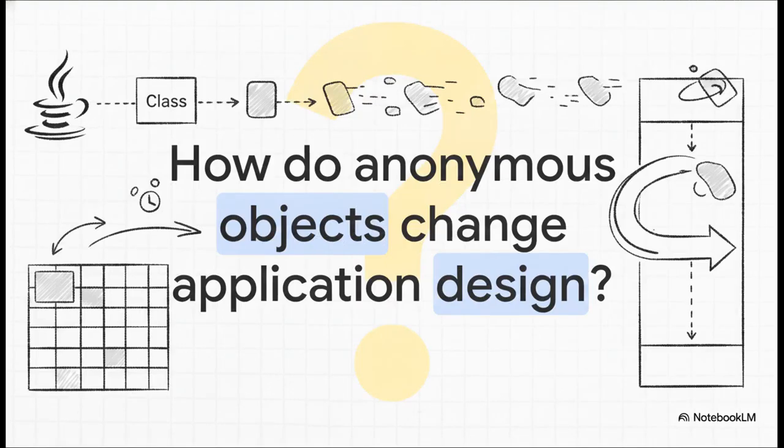Which leaves us with a really fascinating final thought. We started this explainer by saying that classes and objects are meant to meticulously mirror real-world entities. But if we can create these anonymous, fleeting objects that exist for only a fraction of a millisecond, how does that change the way you think about designing your applications and managing your computer's memory? It's a pretty powerful concept to wrestle with as you move from creating your very first Java object to mastering advanced application design. Thank you so much for joining me in this explainer today, and keep exploring.